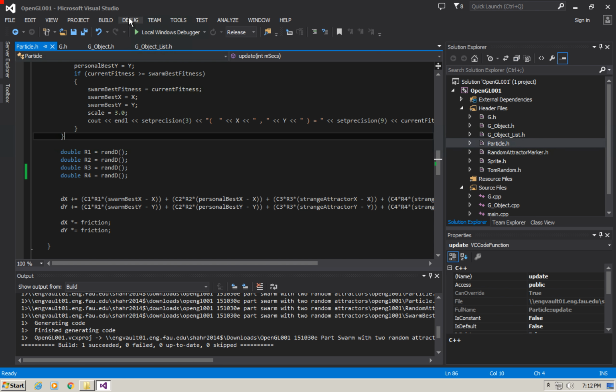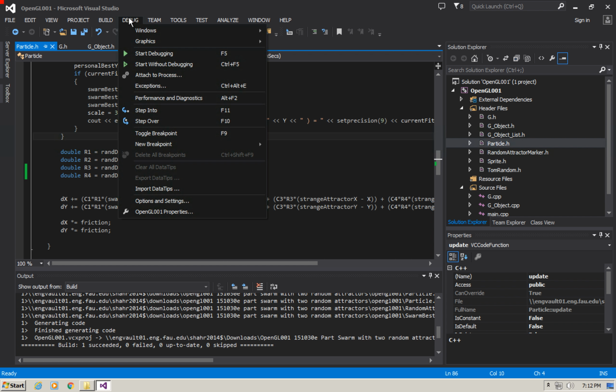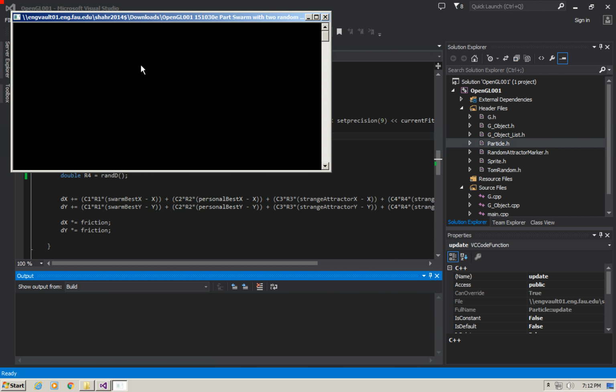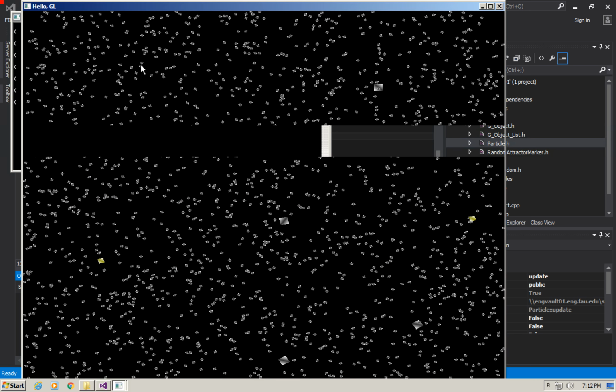There's basically a particle swarm, which is a method. Particle swarm optimization is a method that is used to find solutions for functions, and I'm using it to find the highest peak for a sombrero function. Let's start the program and see how it works.